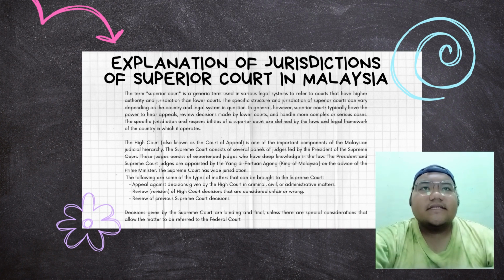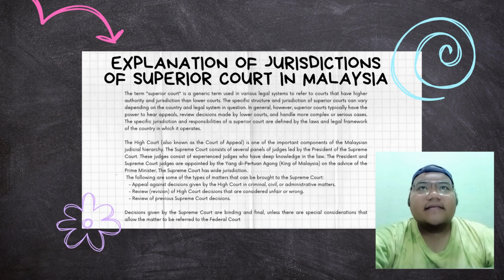The specific jurisdiction and responsibility of a superior court are defined by the laws and legal framework of the country in which it operates. The High Court is one of the important components of the Malaysian judicial hierarchy. The Supreme Court consists of several panels of judges led by the President of the Supreme Court. These judges are experienced judges who have deep knowledge in the law. The President and Supreme Court judges are appointed by the Yang di-Pertuan Agong, King of Malaysia, on the advice of the Prime Minister. The Supreme Court has wide jurisdiction.